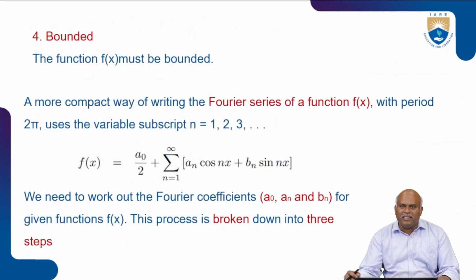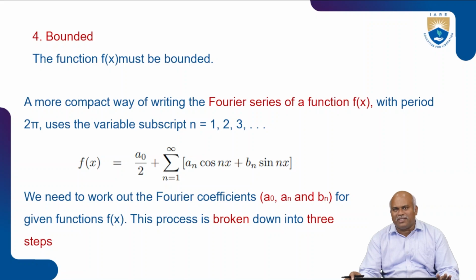Next case is boundedness. Why bounded? Our signal is going to have a bounded value, over 0 to 2 pi. That's why f of x must be bounded. That means the signal we receive is represented as bounded.